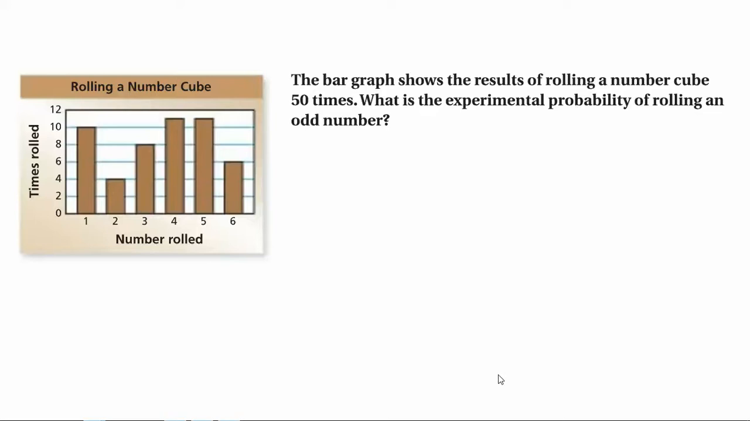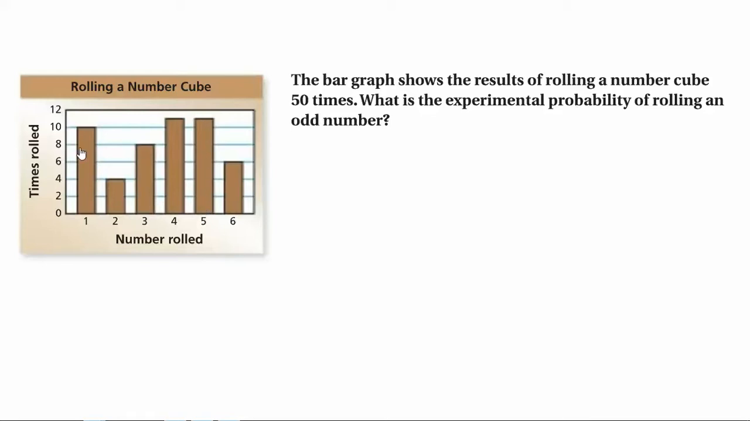Okay, in our first example of finding an experimental probability, we have a bar graph that shows the results of rolling a number cube 50 times. What is the experimental probability of rolling an odd number? So this was our experiment, so we're going to use this data. An odd number would be 1, 3, and 5.